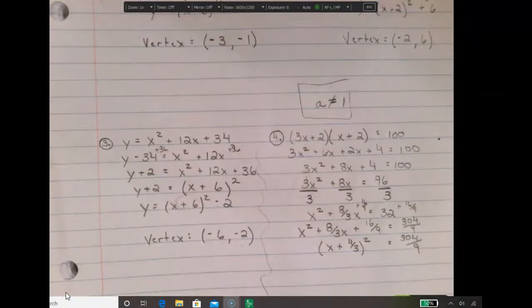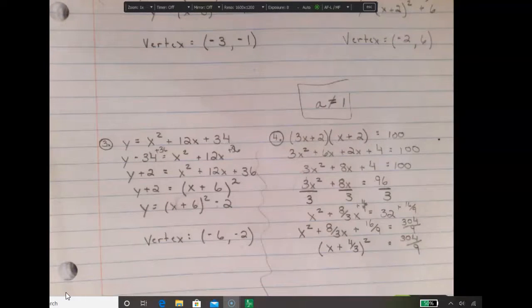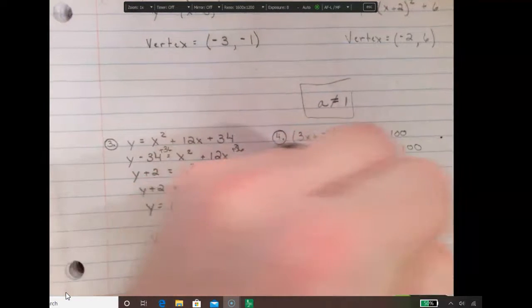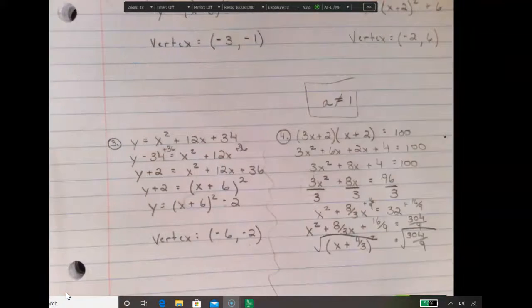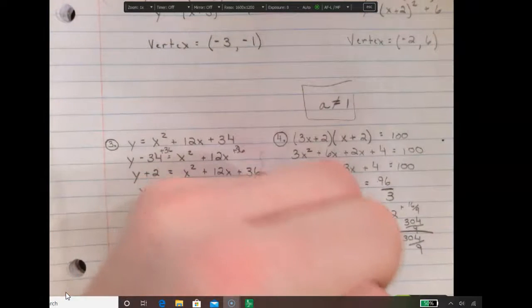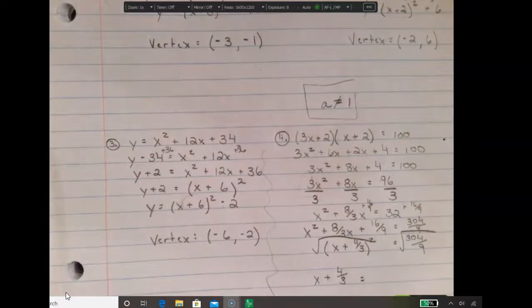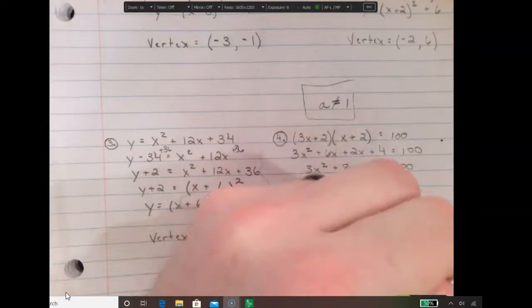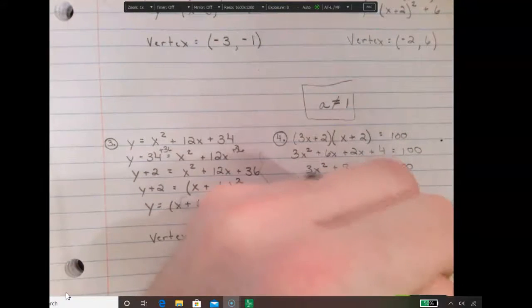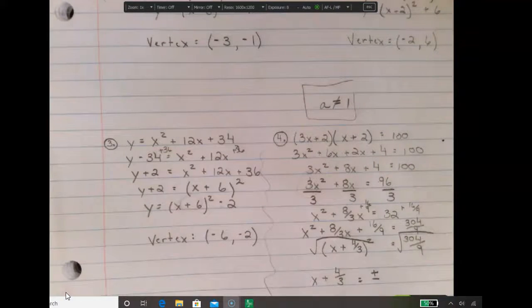Next, because we're trying to find those two solutions, this is when we have to solve the equation. And we did this back in lesson 9-4. So the next step to solve this equation is I need to get rid of the square root symbol. I can get rid of my square root symbol by square rooting both sides. So now I have x plus 4 thirds. And remember, when we take the square root, it's going to create a plus or minus of that square root of 304 divided by 9.